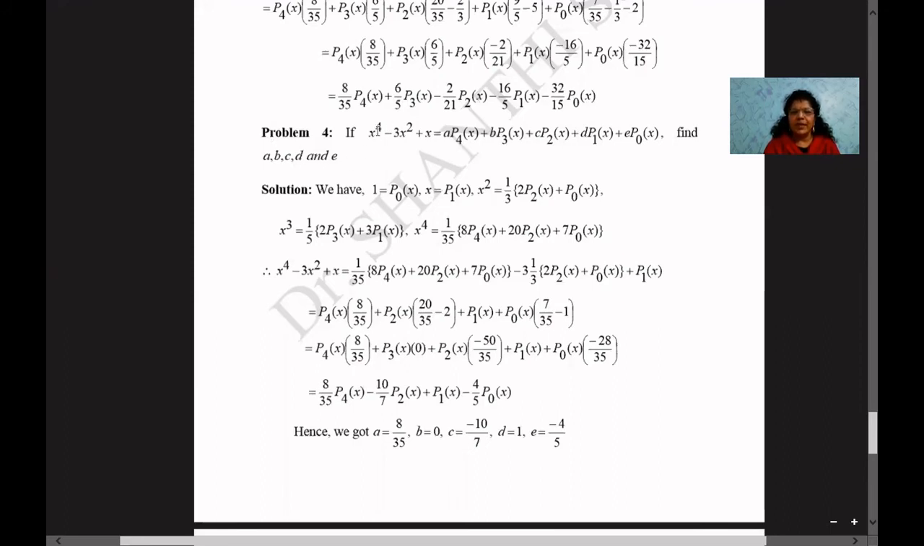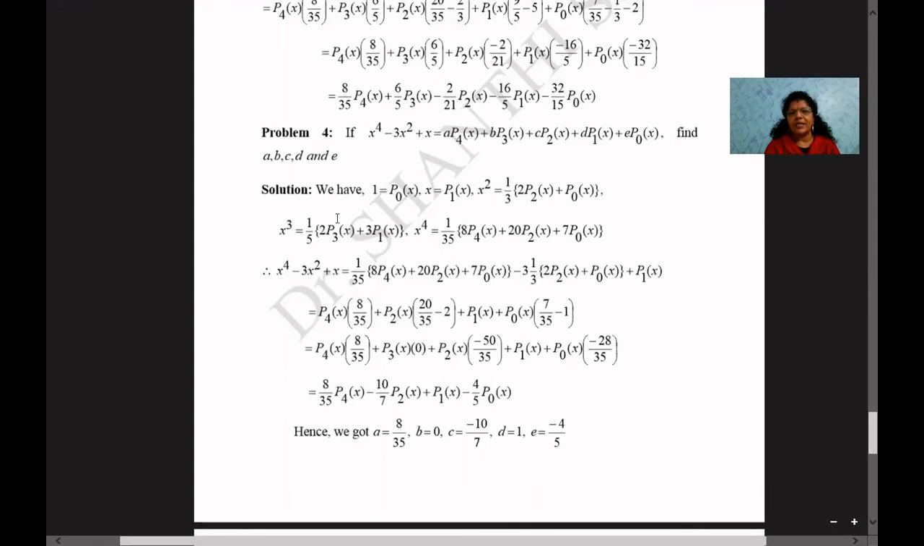Since it is a fourth degree equation, we should write the values of 1, x, x square, x cube, x power 4 in terms of the Legendre polynomials. After writing these values, substitute the value of x power 4, that is this value, and x cube is not there here, and the x square value you can write from here, and the x value you can write from here.